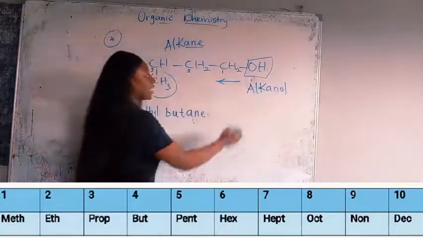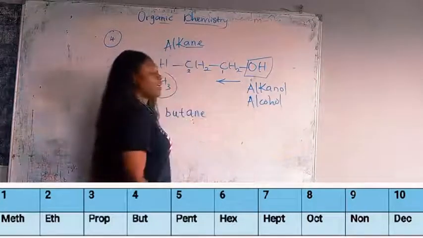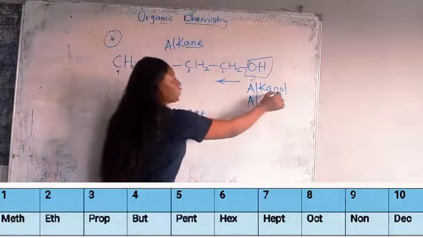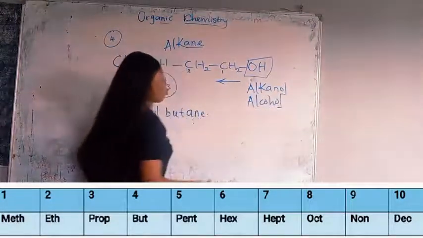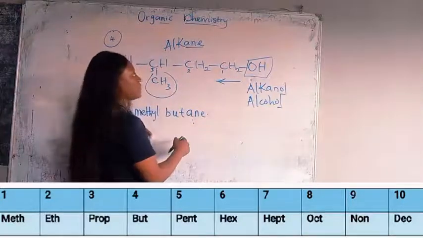You can call it the alkanol or the alcohol. This is the family to which this functional group belongs. And so the name ending of this functional group is -ol, which means what we will be adding to this is going to be what? -ol. So we'll be adding -ol to this.